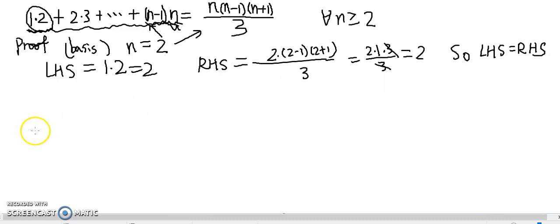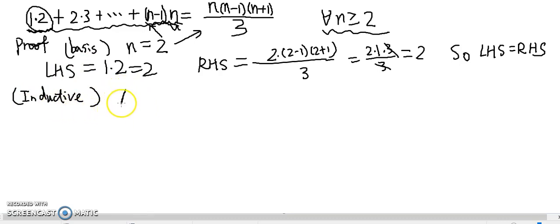Now let's do the inductive step. Again, because we are supposed to prove this for all integers n greater than or equal to 2, which means we have to prove this formula holds for n equal to 2, n equal to 3, n equal to 4, n equal to 5, 6, 7, 8, 9, all the way to infinity. Again, we cannot do it like a basis step and prove every single case, prove the formula is true for every single integer n. We have to use the inductive step.